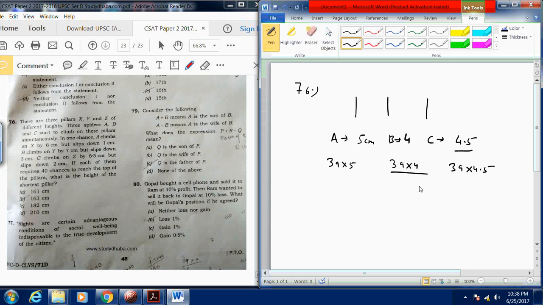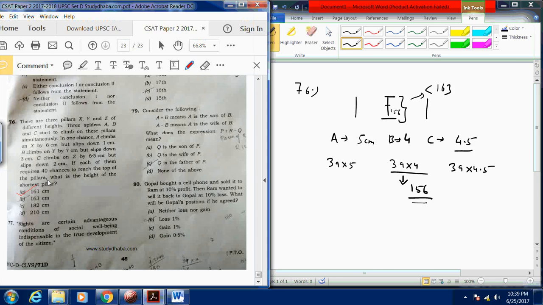39 times 4 will be simply 156. Now in the 40th, that is the last chance, B will climb, say the height is something. If it is say 163, then after climbing 156, it will climb 7 up, and again it will come down. So it will not reach the top. Only when it is less than 163, it can reach the top. So the height should be less than 163, and we have just one option there, that is 161. So that will be the answer.